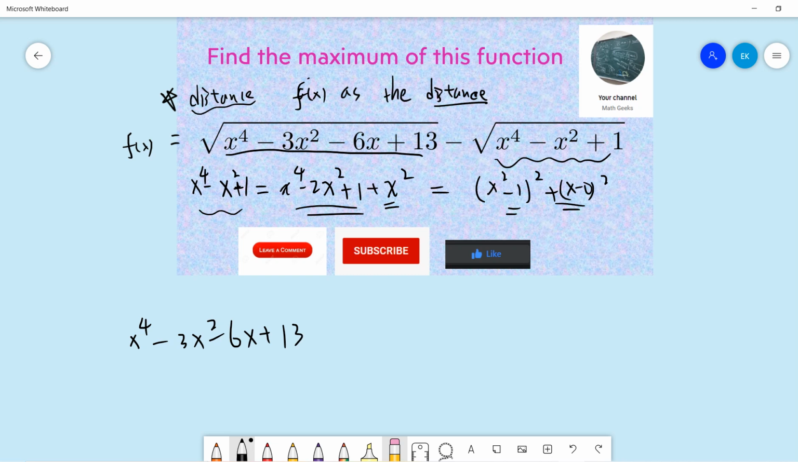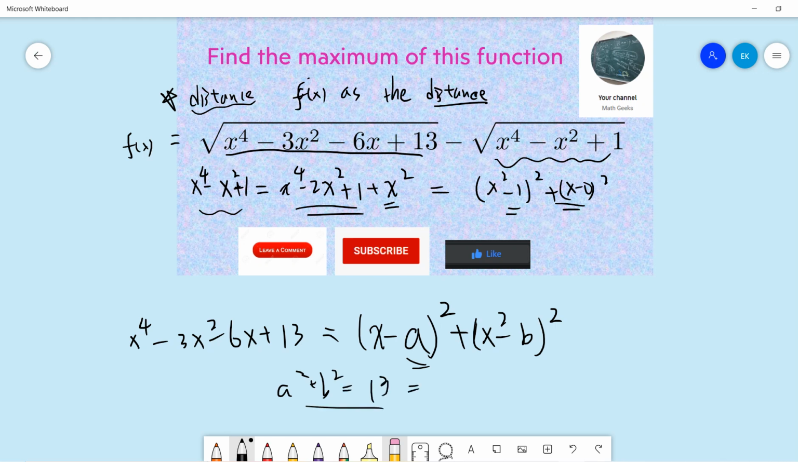In order to do this, I hope to write x minus a squared plus x squared minus b squared. So you see this gives a squared plus b squared, which should be equal to 13, and your mathematical instinct tells you that it should be 4 plus 9. You can try, and the result is that this minus 3 can be viewed as minus 4 plus 1. So this term should be 2.